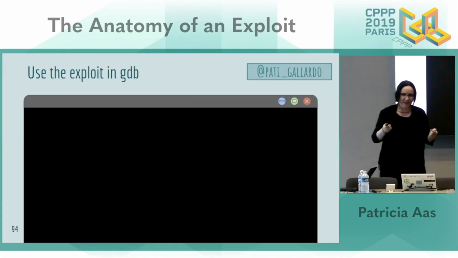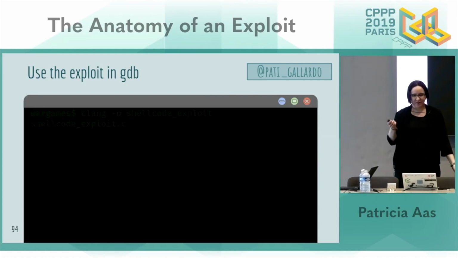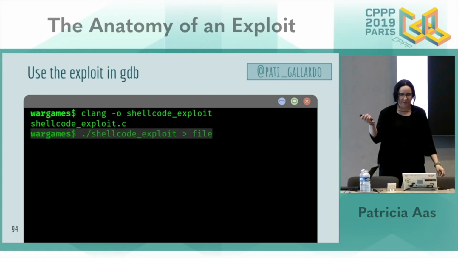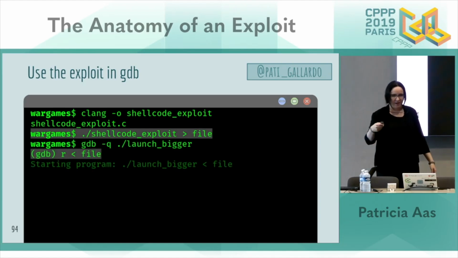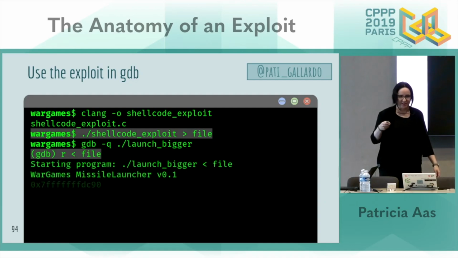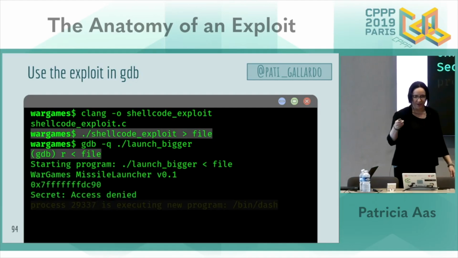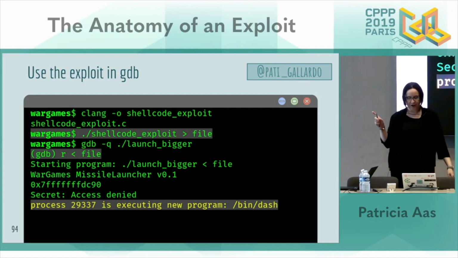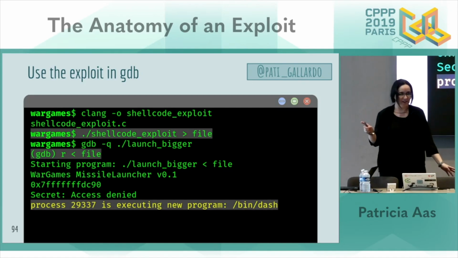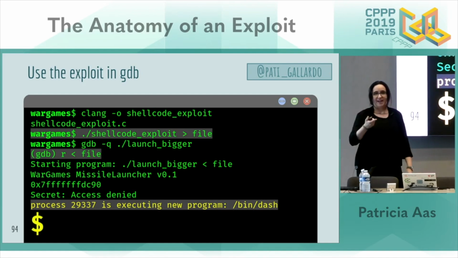OK, so we do the same we did before in GDB. We write our exploit to a file, and then we can read it in GDB. And we're going to try to debug it to see that it actually does what we wanted. And so it says executing new program /bin/dash. So that's a good sign. And we get a shell prompt. So it worked. So that's awesome.